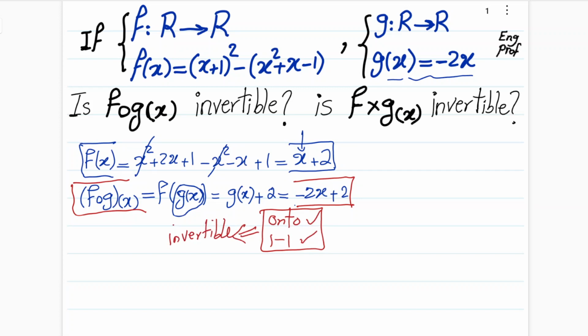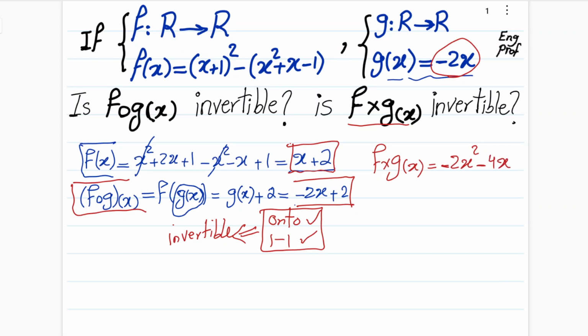Now, let's check the product of f and g. We just found that f is this simple x plus 2 function, and for g, it's not difficult to see that it is just negative 2x. So let's multiply f times g of x, compute the product of negative 2x and x plus 2. What you get is negative 2x squared, and then negative 4x.